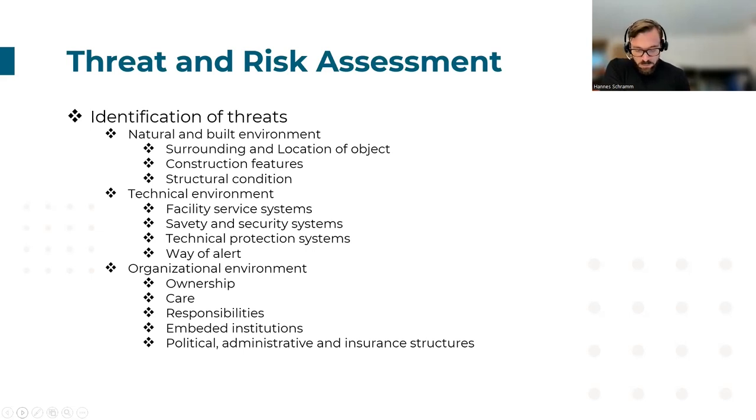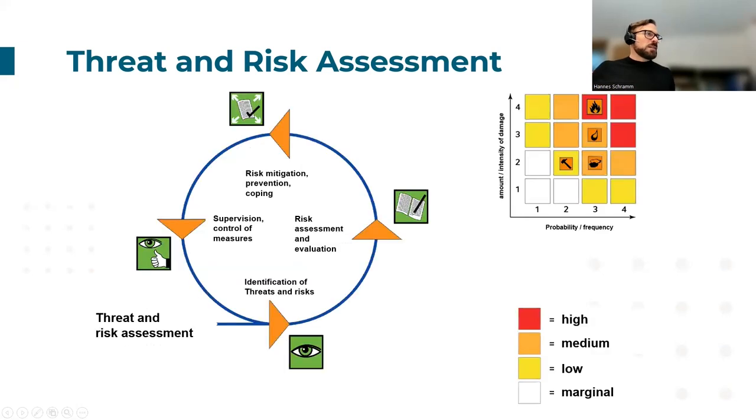The next part we go through is, when we have determined our threats, we can assess our risks. And that's easy. First of all, after the identification of threats and risks, we do the risk assessment and the evaluation. Then we do the risk mitigation, prevention, and coping, and afterwards, supervision, control of measures. As we see, we are already in the middle of this threat and risk assessment process. In the next step, we take our threat.